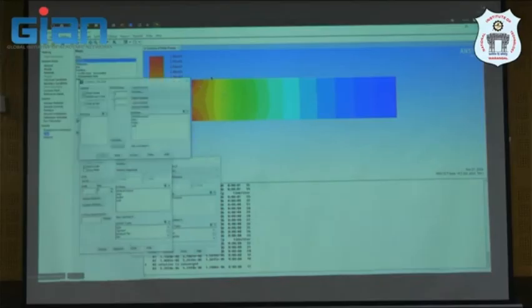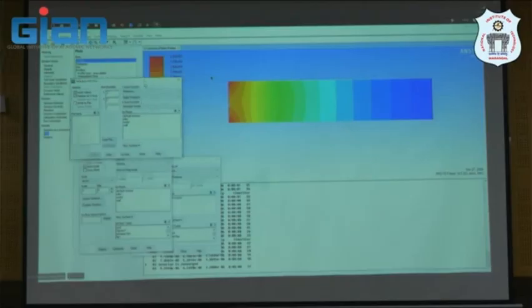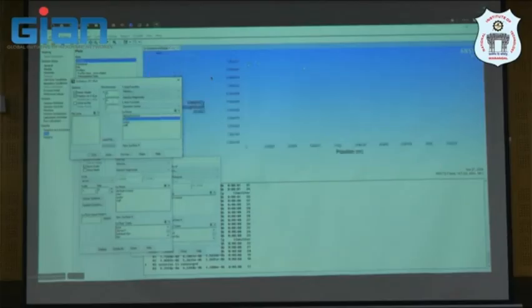If we really want to know what's the velocity value along this direction, we can select the inlet and the direction is here, and it's 10 meter per second. This is a single case.